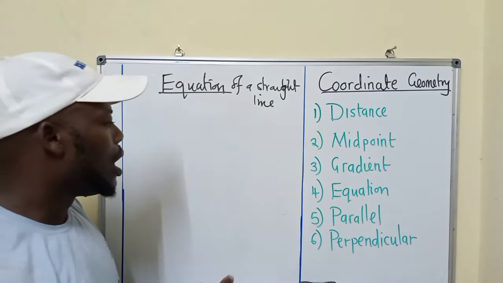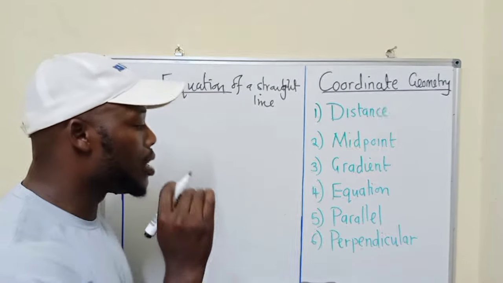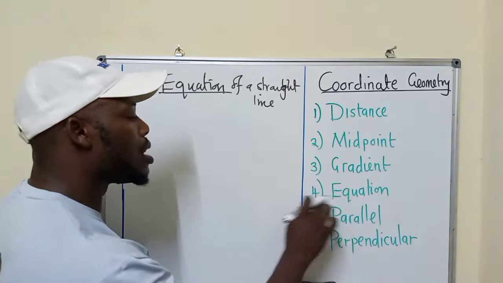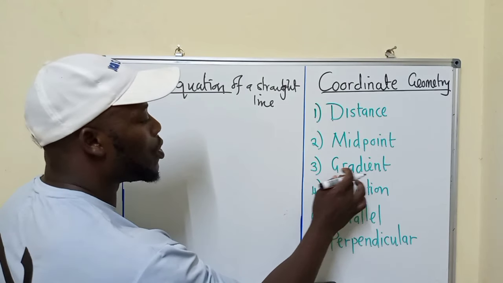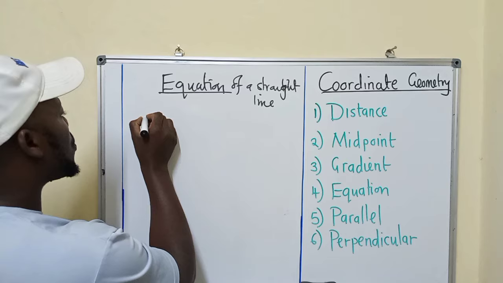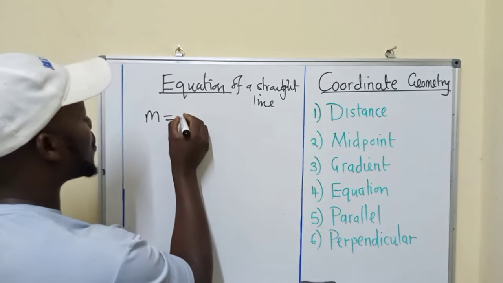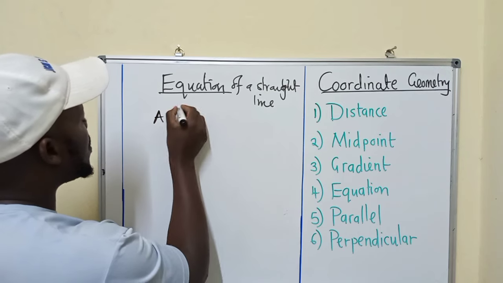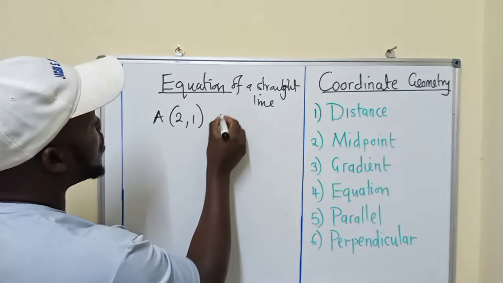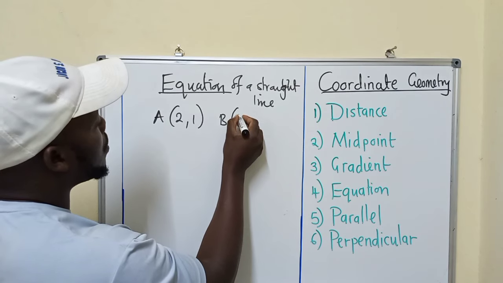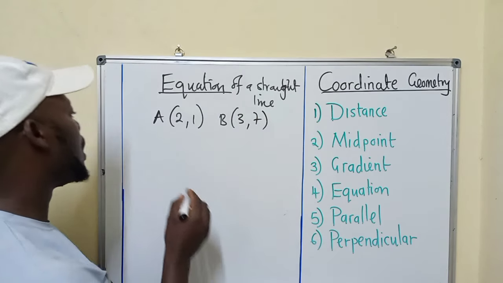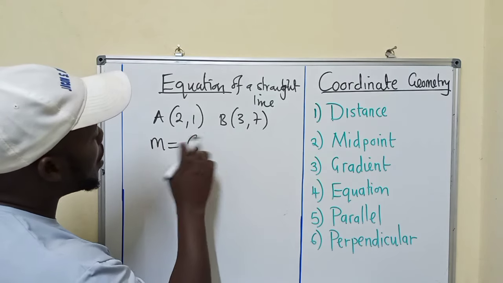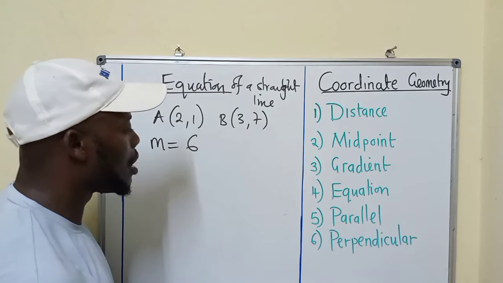You also need two things here. You need the gradient, and you also need the formula for finding the equation of a straight line. So let's use the previous gradient that we found. The M that we found here was... let me first put a point. Point A was (2, 1), and B was (3, 7), if I'm not mistaken. And we found our gradient to be equal to 6. So we're going to use this gradient to find the equation of a straight line.